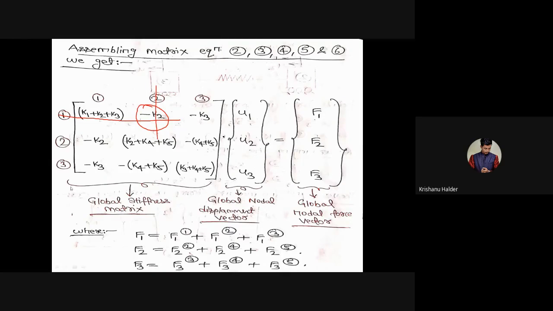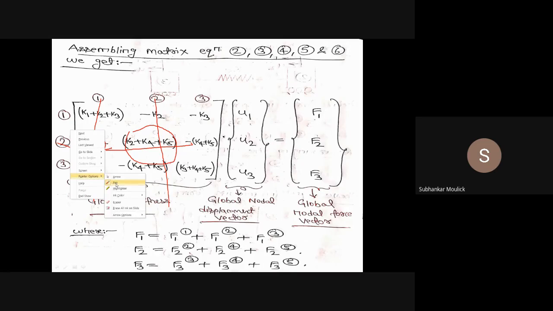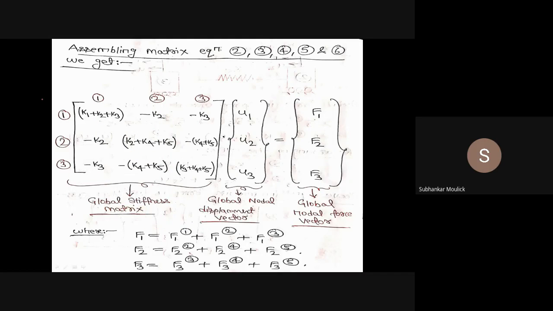Fine. That means what you need to do, simply identify, say for the second row, if you want to write down the stiffness matrix, from all those equations which we have derived just now, just find out what is second row and first column. This coefficient value you will get. Similarly, for second row, second column, if you analyze, you will get this particular value, that is K2 plus K4 plus K5 and so on.